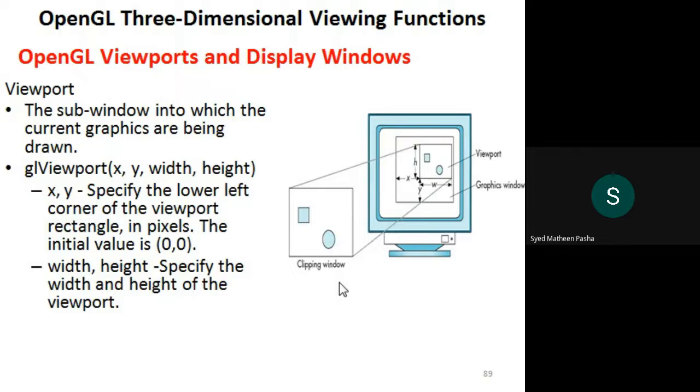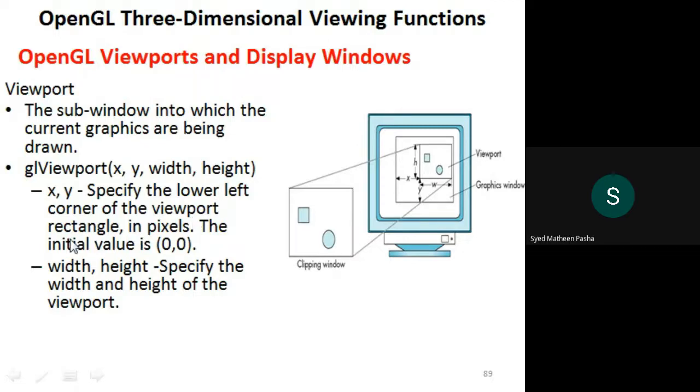So what is a viewport? The sub window into which the current graphics are being drawn, I can call it a viewport. How viewport is defined with respect to OpenGL is it consists of 4 parameters: x, y, width, and height. Width and height give the viewport size, and x, y specify the position. What does this x, y tell? It specifies the lower left corner of the viewport.